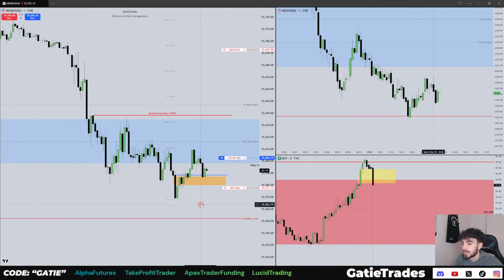That was if we break above this high, I'll add 5, move stop here. It's probably gonna, it's 50-50, honestly. We're taking 50-50 trades.